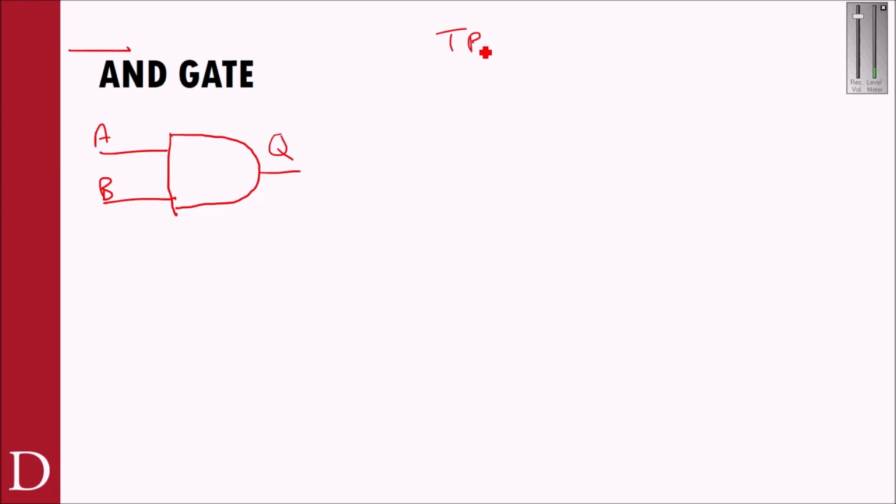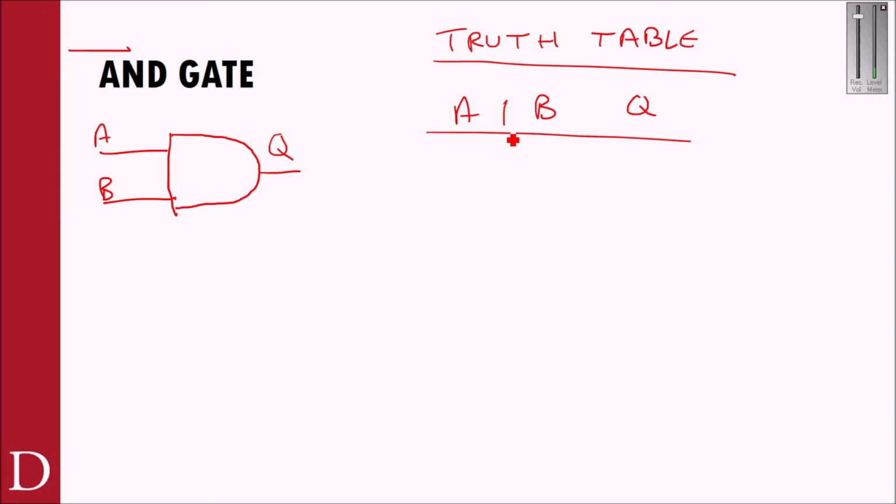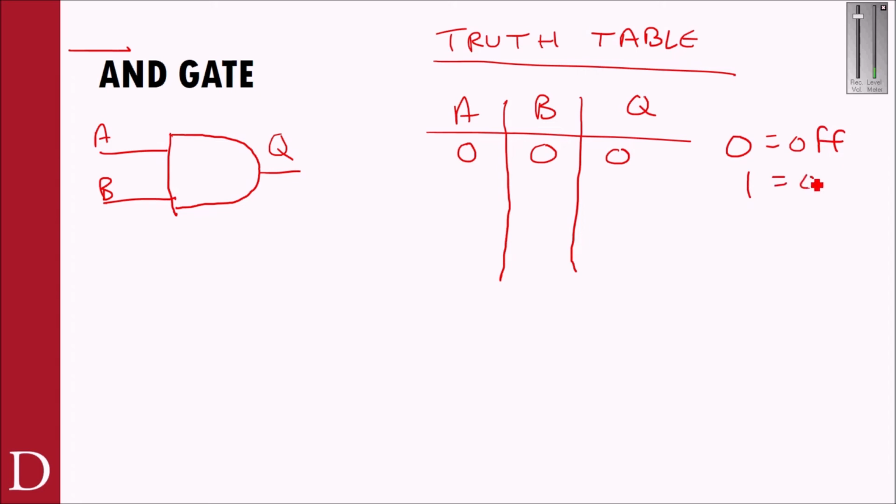We use something called a truth table. A truth table lets me look at all the possible combinations as to how this thing can be put together. So I have A, B, and Q. Again, Q being the output. So if I look at all the possibilities, I could say, you know what? A is off, B is off. And in an AND gate, A and B need to be on to get an output. So if neither of them are on, I'm not going to get an output, so the output's going to be off. Again, where 0 represents off and 1 represents on.